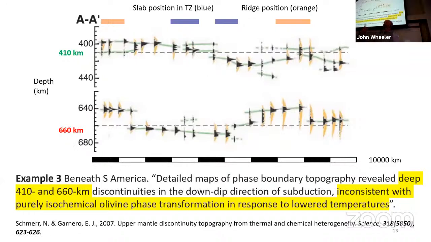And without me trying to explain all this, but remember, I'm not a seismologist, just let me quote a phrase from that paper. "Detailed maps of the phase boundary topography reveal deep discontinuities inconsistent with purely isochemical olivine phase transformation." So they themselves are using the word inconsistent. And what you then find is one has to reach out for other explanations.